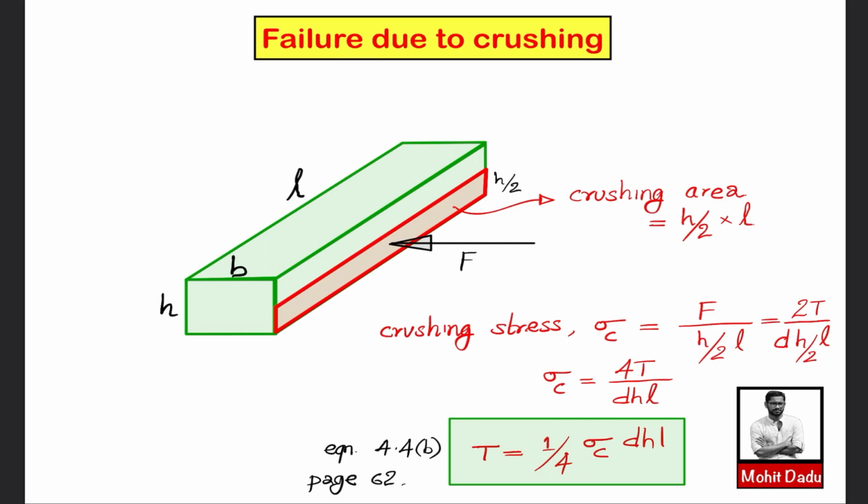So you can rewrite sigma C as 4T divided by DHL, and this key will fail whenever this compressive stress induced in the key becomes greater than the allowable crushing strength or compressive strength of the key material. So here I am rewriting this expression in terms of torque, which will be 1 by 4 into sigma C into DHL. This equation you can find in equation 4.4b on page number 62. So these are the two equations corresponding to the two failure modes for keys. We'll make use of them and solve a simple problem.